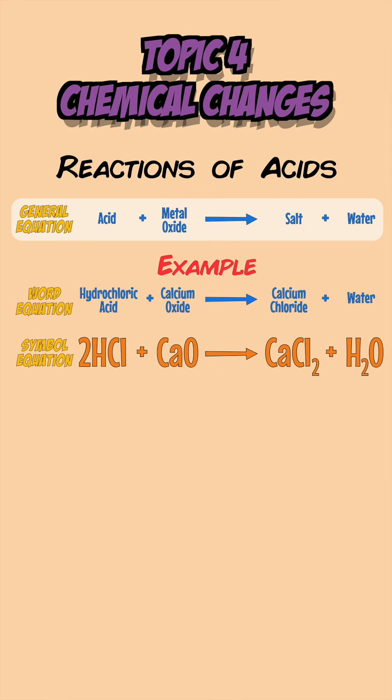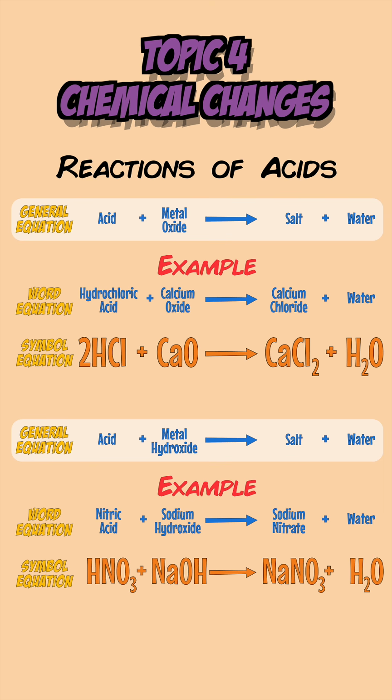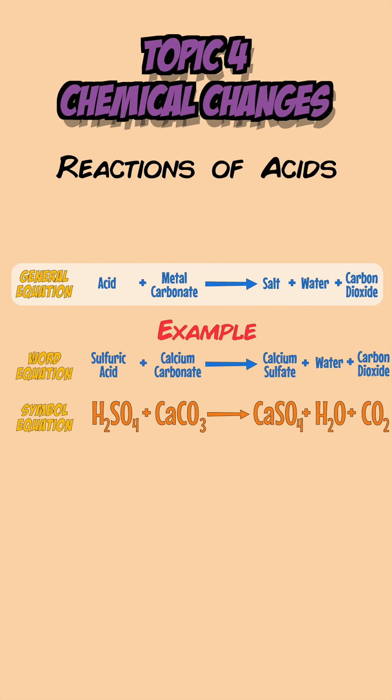So when you react a metal oxide or a hydroxide with an acid, you get salt and water formed. But when you react a metal carbonate with an acid, you get salt, water, and carbon dioxide being formed.